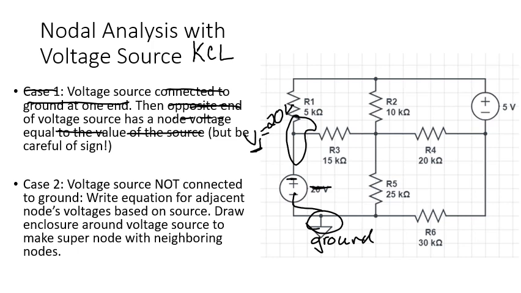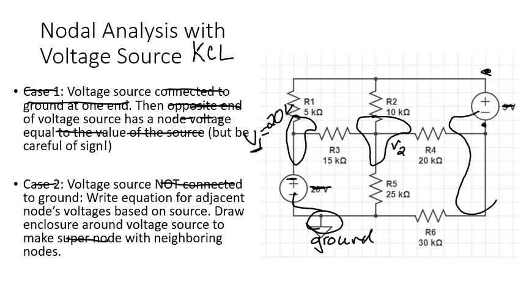But if I have a voltage source in case 2 that is not connected to ground on either end, for example, this 5 volt source over here, this end is not ground and this end is not ground. So I have to do something with it. I get to make what's called a supernode. But before I do that, I get to write an equation for how one node relates to the other based on that voltage source. So let's label the rest of our nodes here. I have one node here. I'm going to call that V2.